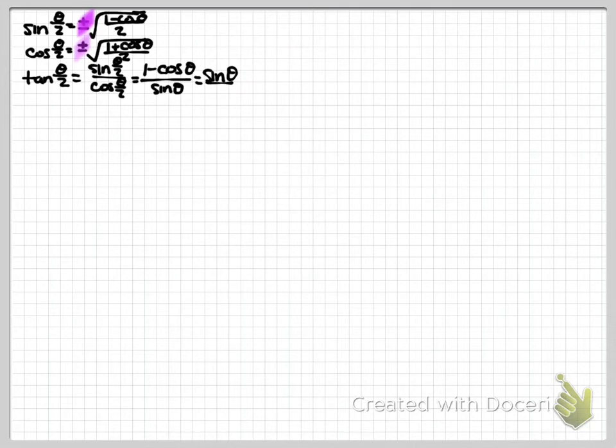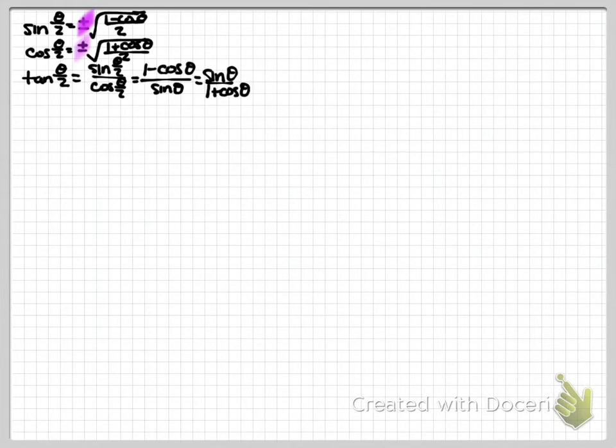Okay? Now tangent is the same as it always is. Tangent of theta divided by 2 could be sine of theta divided by 2 over the cosine of theta divided by 2. That's one thing. Or you could have (1 minus cosine of theta) over the sine of theta. Or it has a third option: the sine of theta over 1 plus cosine theta.